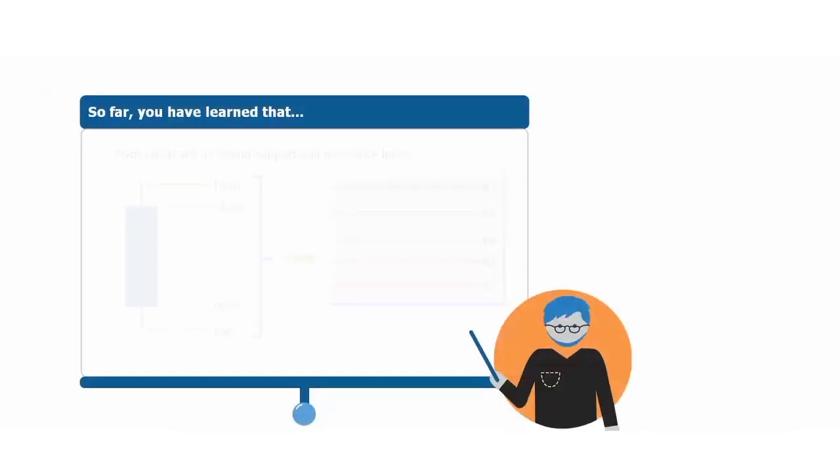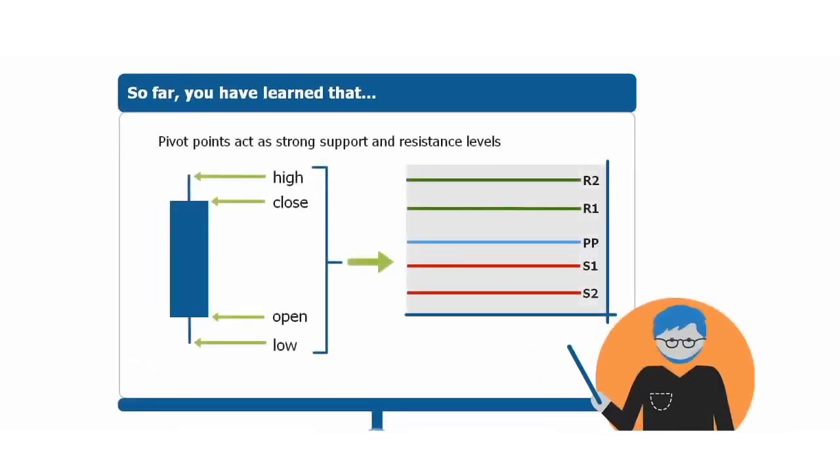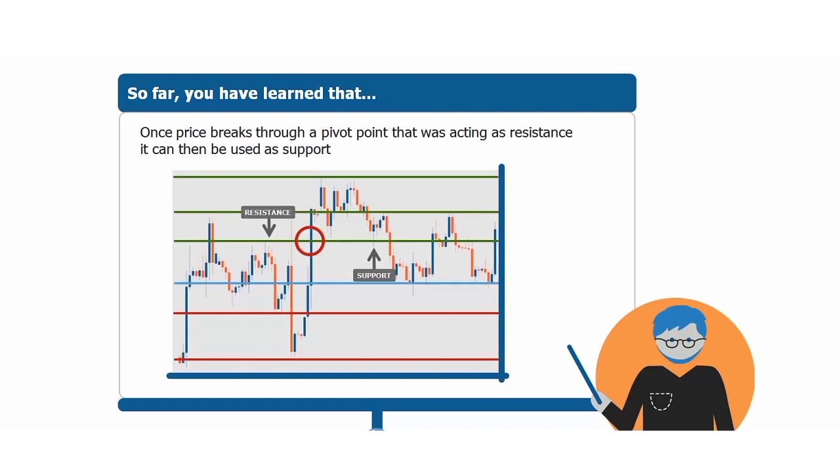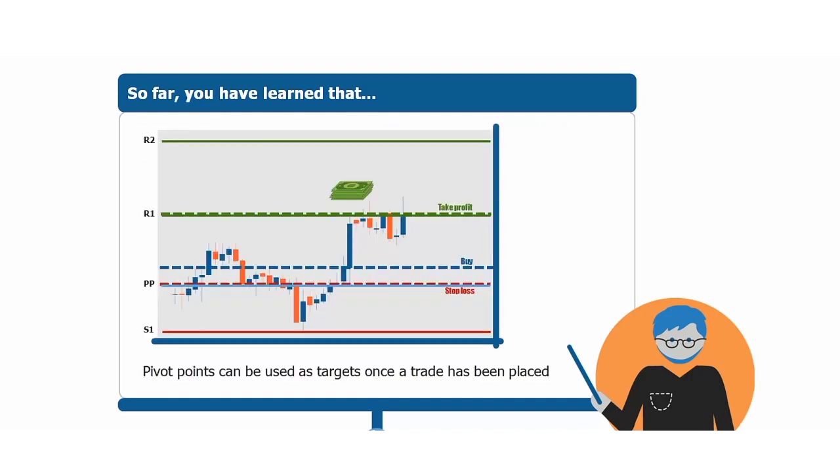So far, you have learned that pivot points can act as very strong support and resistance levels, and are calculated using the previous period's open, high, low and close. As with traditional support and resistance, once price breaks through a pivot point that was acting as support, it can then be used as resistance. And once price breaks through a pivot point that was acting as resistance, it can then be used as support. Pivot points can be used as targets once a trade has been placed.